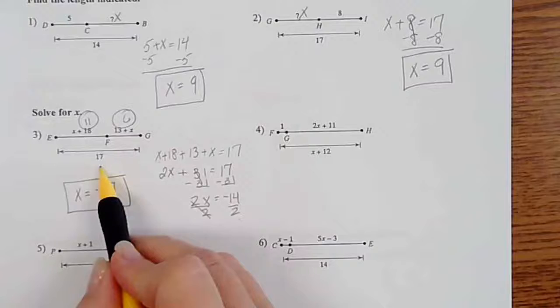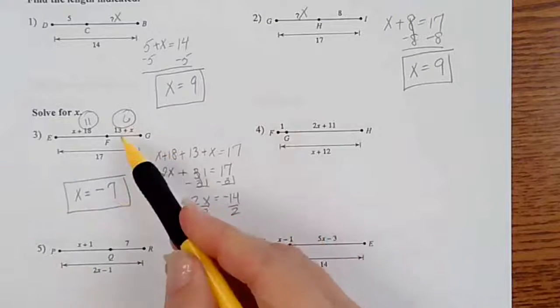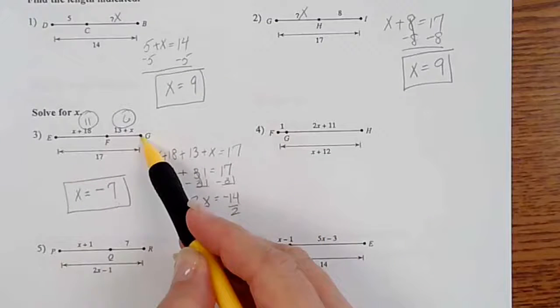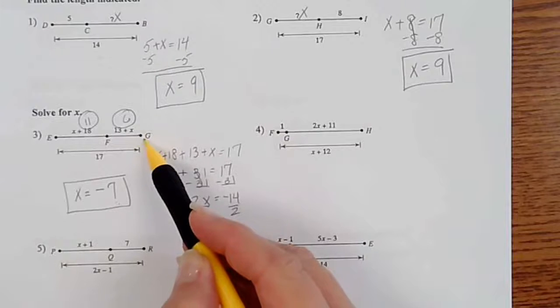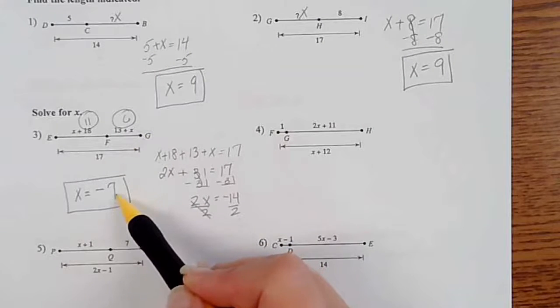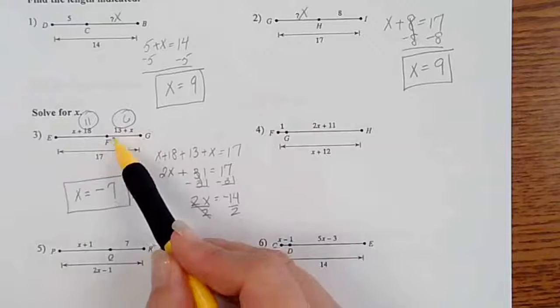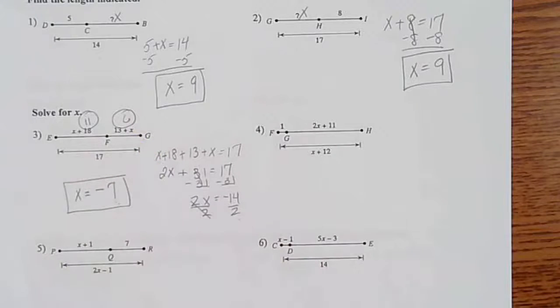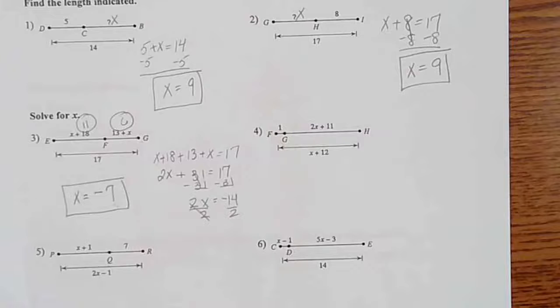Just make sure that the length of a segment is always greater than 0. The length, not what x is equal to. When you plug it in, that answer after plugging in has to be bigger than 0, because you can't have a side length of a segment that is 0.